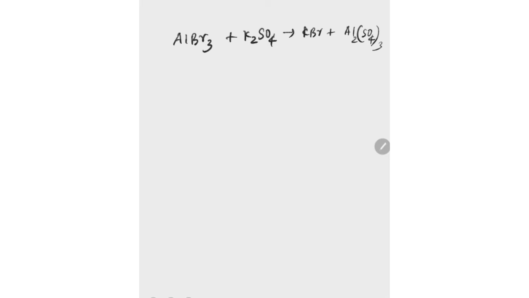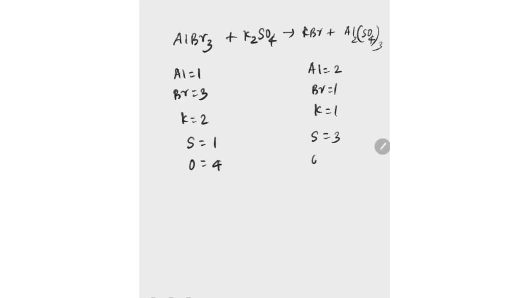Here you have aluminum left side 1, bromine 3. Here aluminum right side 2, bromine 1. Potassium 2 atoms left side, potassium 1 atom right side. Sulfur 1 atom left side, sulfur 3. Oxygen 4 here, oxygen is 12 here. This number has to be multiplied in the bracket.